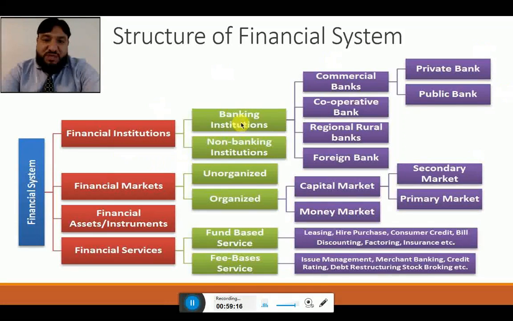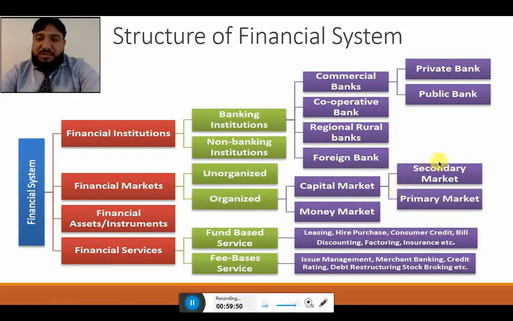In financial institutions, there are banking institutions and non-banking institutions. In financial markets, organized and non-organized. In financial services, we have fund-based and fee-based services. In banking institutions, we have commercial banks, corporate banks, cooperative banks, regional rural banks, and foreign banks. In commercial banks, we have private and public banks, right? Private means shakhsi, public means dawlati. In organized financial markets, we have the capital market and money market. Capital market has primary and secondary, and money market has primary and secondary.